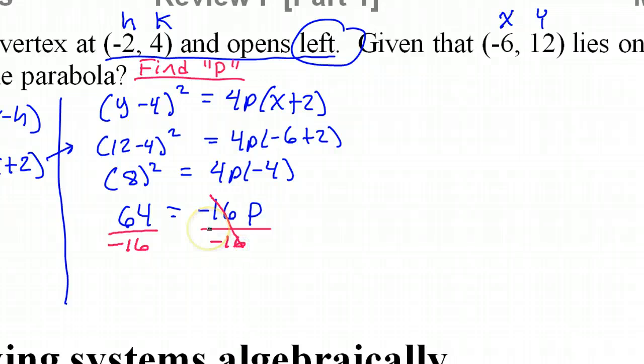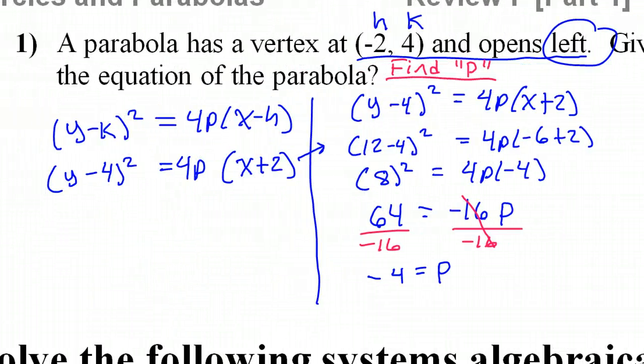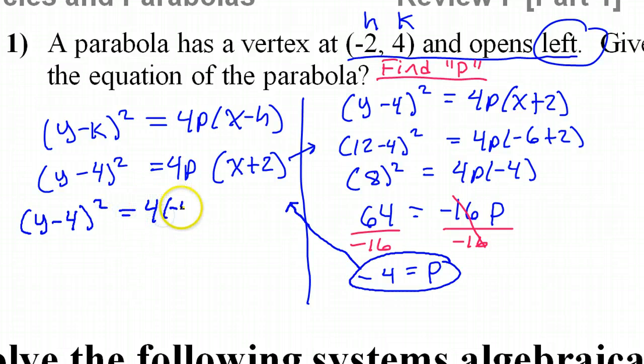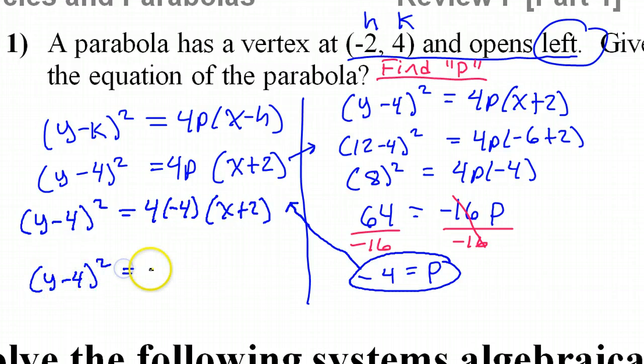So that gives us p is equal to negative 4. So we know what p is now, so we can take this and substitute it back in over here. That's going to give us y minus 4 squared is equal to 4 times negative 4 times x plus 2. So that gives us our final answer of y minus 4 squared is equal to negative 16 times x plus 2.